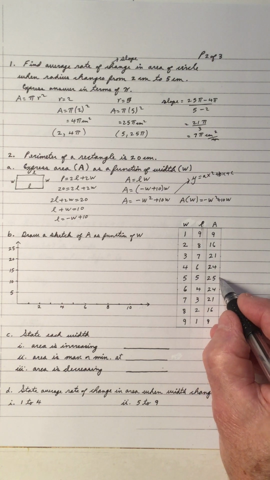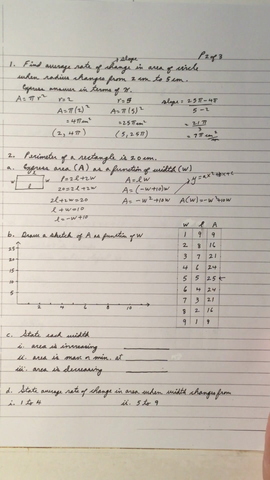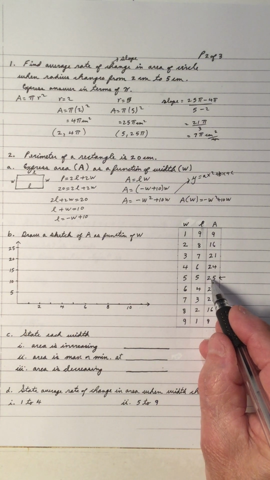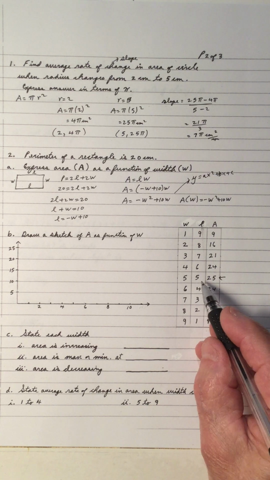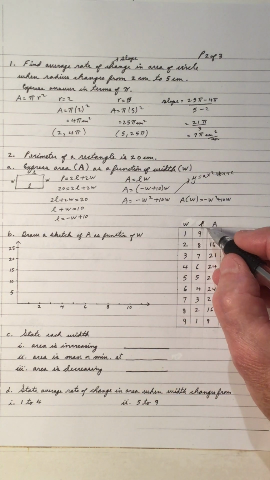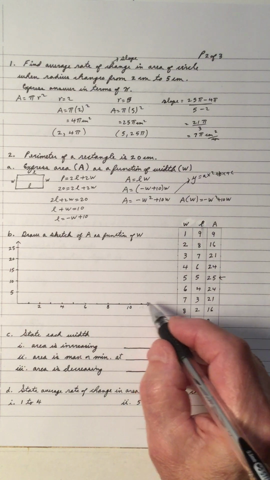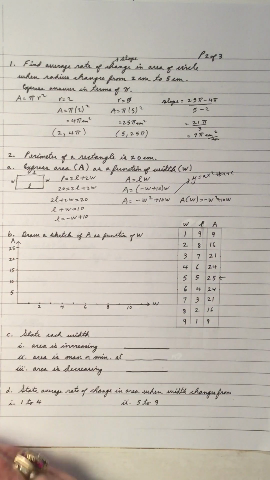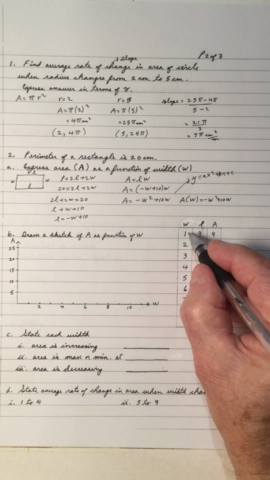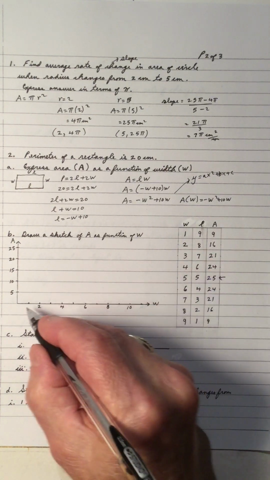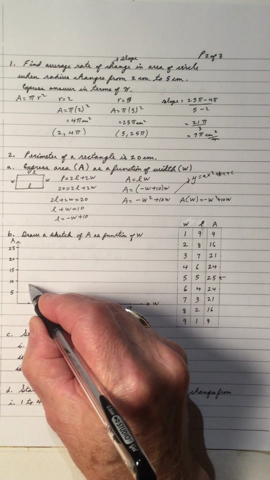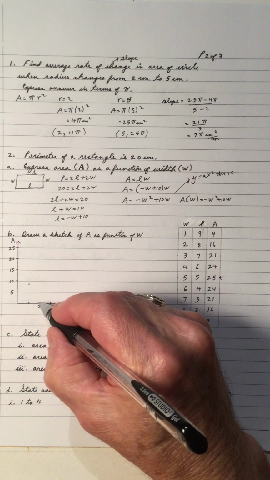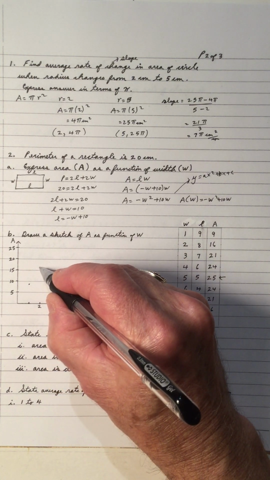So notice right in the middle here. Let's graph this and you'll see that this is the highest point. We're graphing the width and the area. When the width is 1, the area is 9. When the width is 2, the area is 16. Again, just take an approximation.